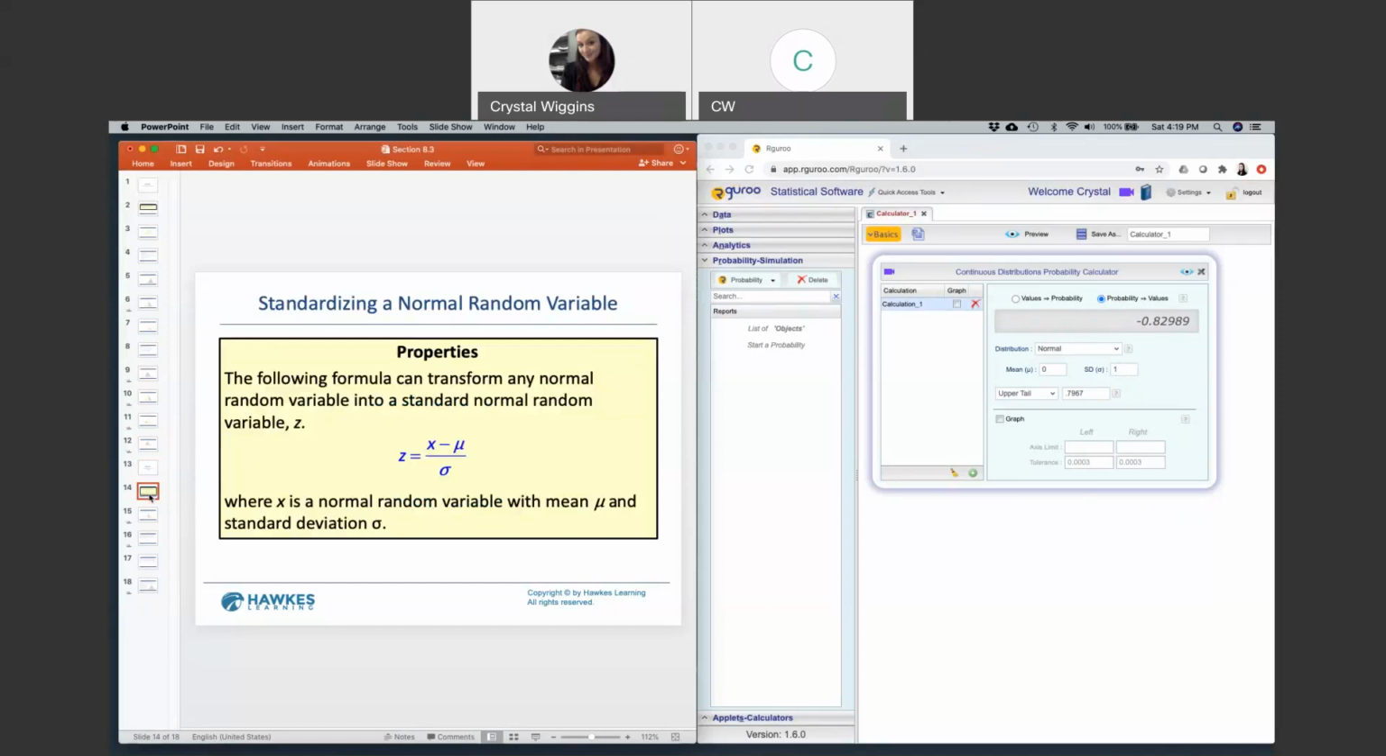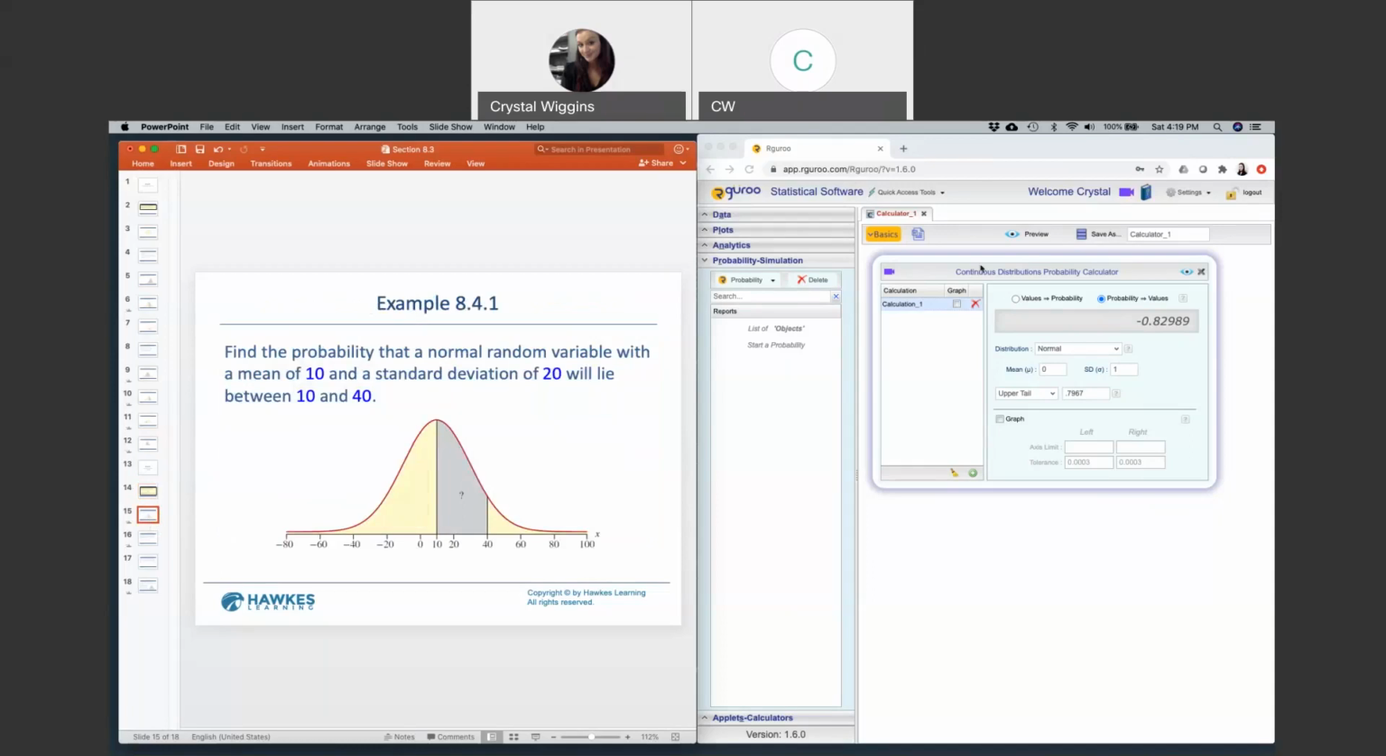We would use the formula z is equal to the data value in question minus the mean from the population that data value comes from, divided by the population standard deviation that this data value comes from. Let's find the probability. Okay, so it says find the probability. So I make sure that what I'm finding is the probability that a normal random variable with a mean of 10 and a standard deviation of 20 will lie between 10 and 40.